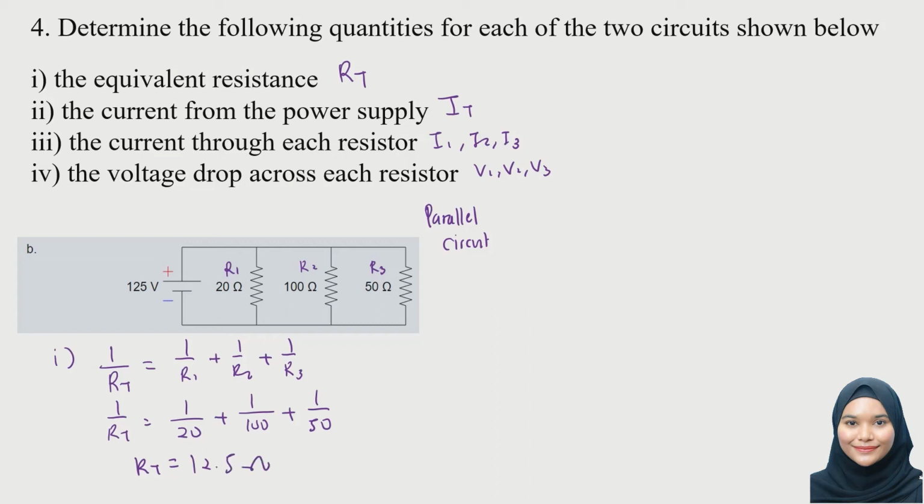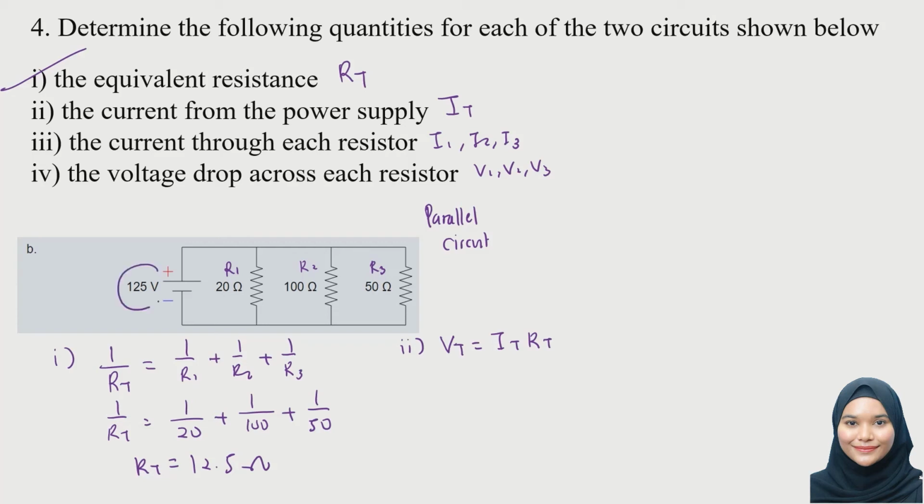12.5 ohm. The unit for resistance is ohm, yeah? Okay, now we need to look for the current from the power supply. We are done with question 1, we go into question 2. So the current from the power supply is total voltage equals total current times total resistance.